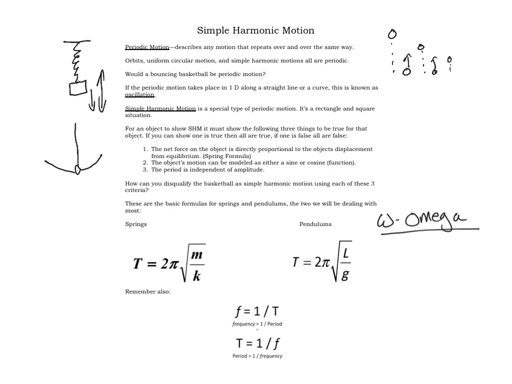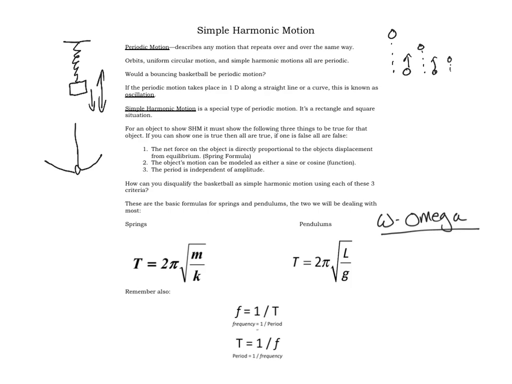All right. Simple harmonic motion is a special type of periodic motion. It's kind of like a rectangle and a square situation. Simple harmonic motion is periodic motion, but periodic motion is not necessarily simple harmonic. For an object to show simple harmonic motion, it must follow three things to be true. If you can show one is true, then they are all true. If one is false, they are all false.